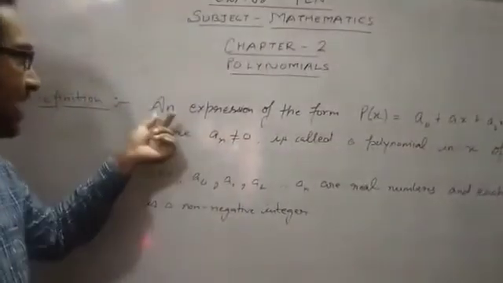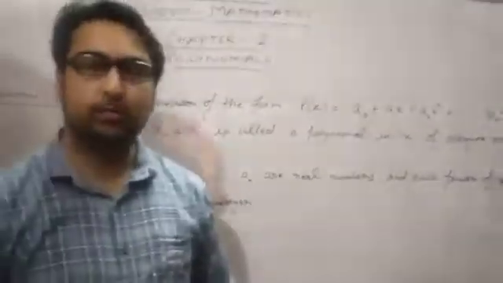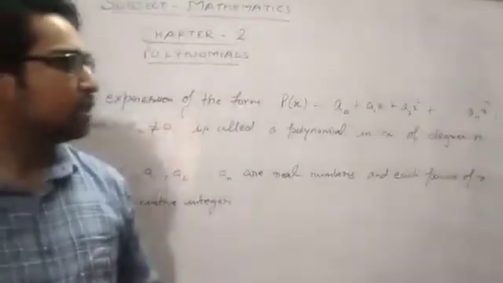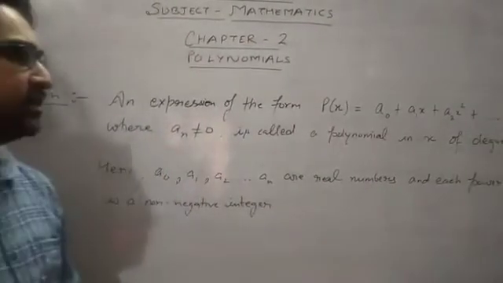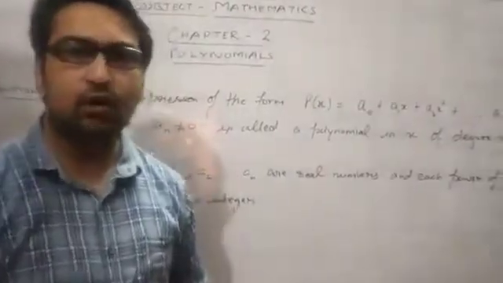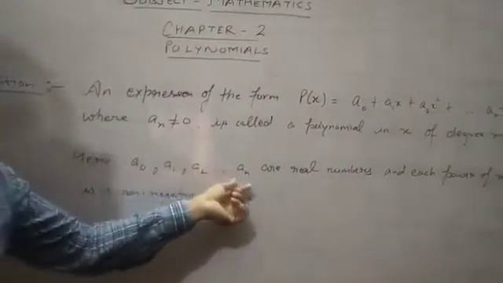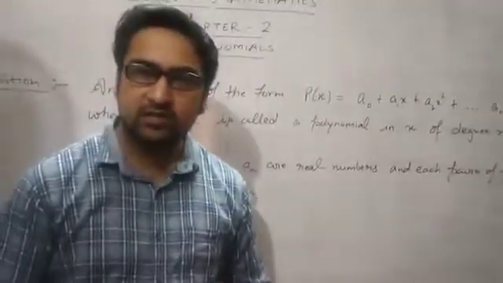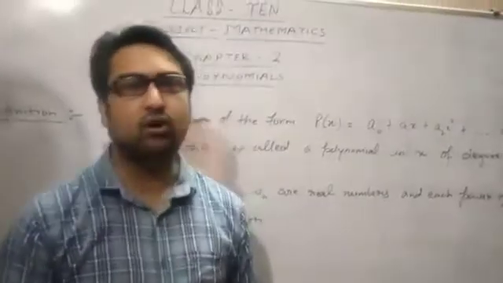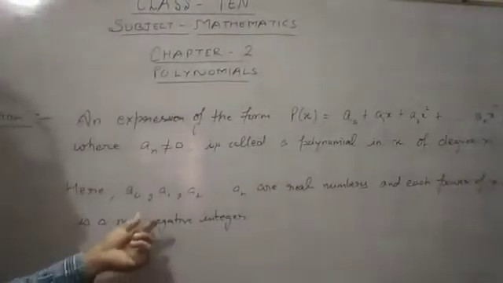What does it mean? An expression of the form p(x) = a0 + a1 x^1 + a2 x^2 + ... + an x^n, where an is not equal to 0, is called a polynomial in x of degree n. Here a0, a1, a2, an all are real numbers. You know very well what real numbers are. The numbers which are rational or irrational are both called real numbers. In each power of x, it is a non-negative integer.